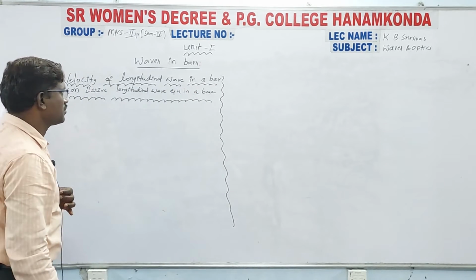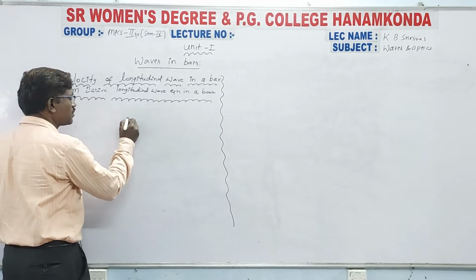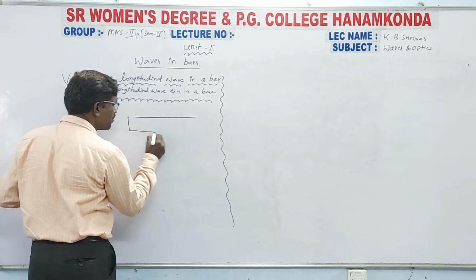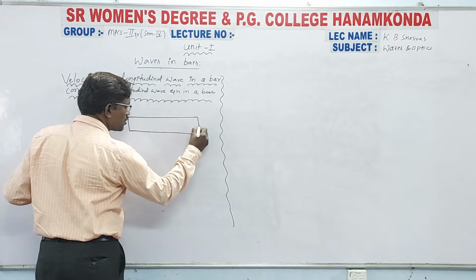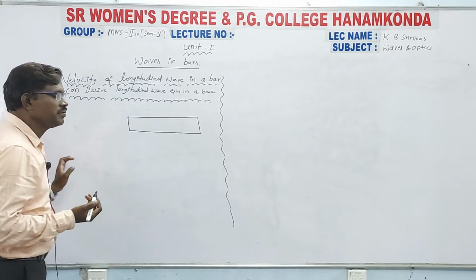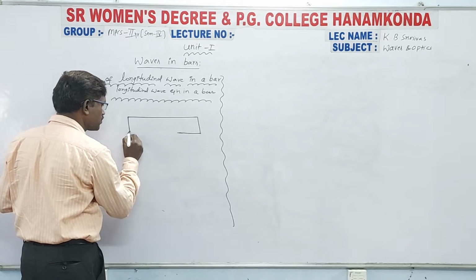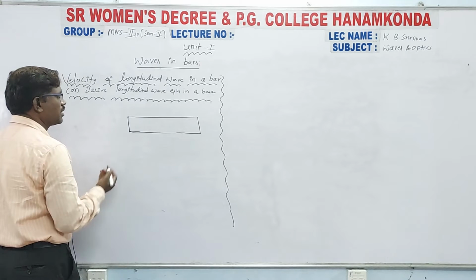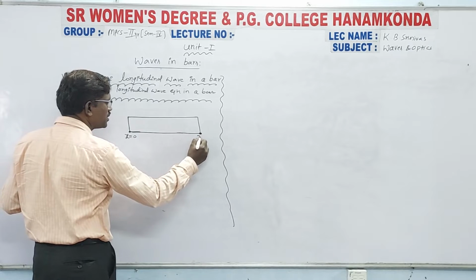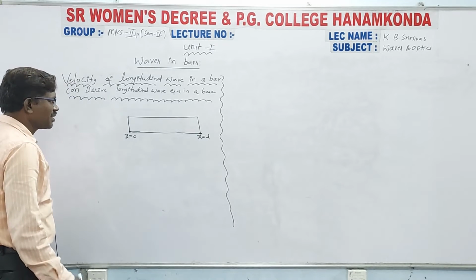To derive the expression for longitudinal wave, here I am considering a bar whose length is L and thickness is small a. This is a uniform rod, having uniform thickness. Let this end I am representing as x equal to 0, and this end as x equal to L. Are you following? Just see the diagram carefully.